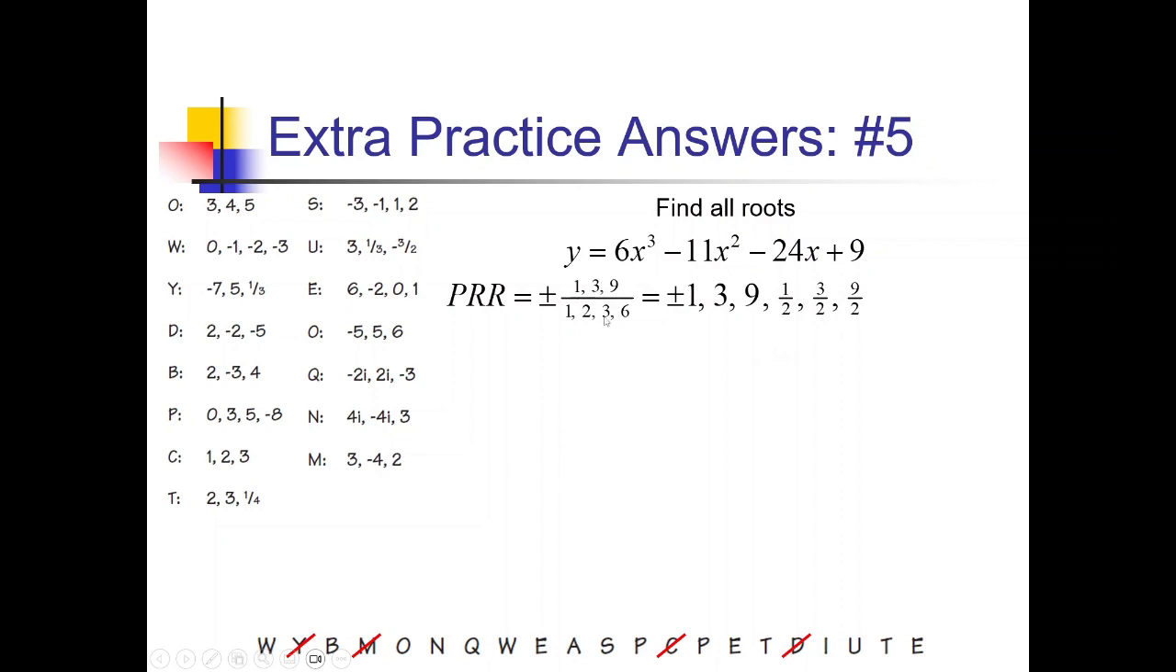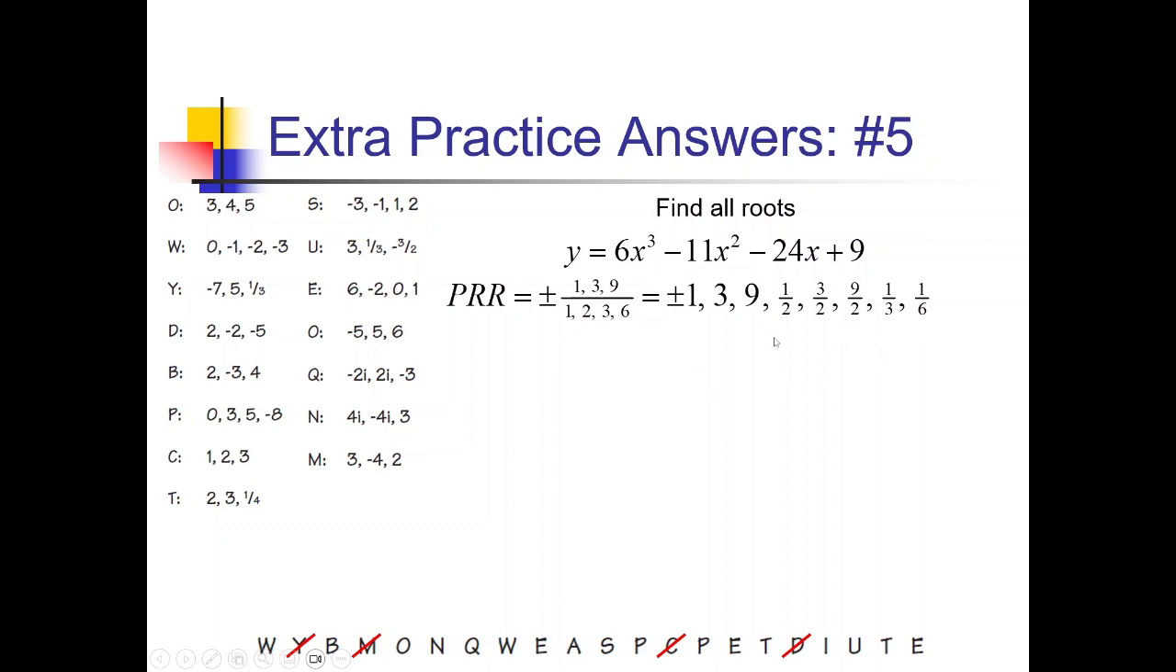So 1 over 3 and 3 over 3, but that's just 1, so I don't need to write that again. And then 9 over 3 is just 3, so again, don't need to write it again. Finally, we have all these numbers over 6. So 1 over 6, 3 over 6 is just 1/2, which I've already got written, and 9 over 6 is just 3/2, which again I've already got. So these are all of our unique rational roots. No need to try something more than once.